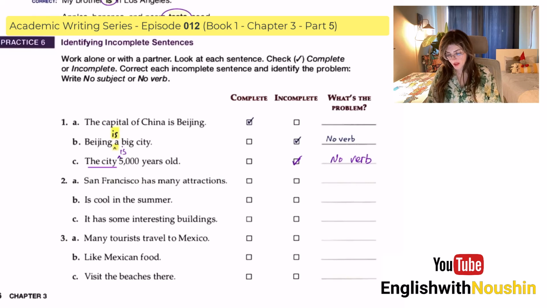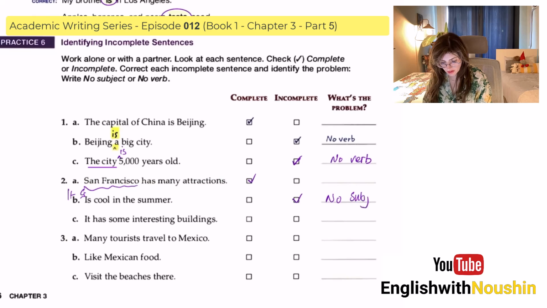Number 2, San Francisco has many attractions. Correct. "Is cool in the summer." Where? San Francisco. So I need it in the other sentence. I can use "it" as my subject pronoun. So it's incomplete. No subject.